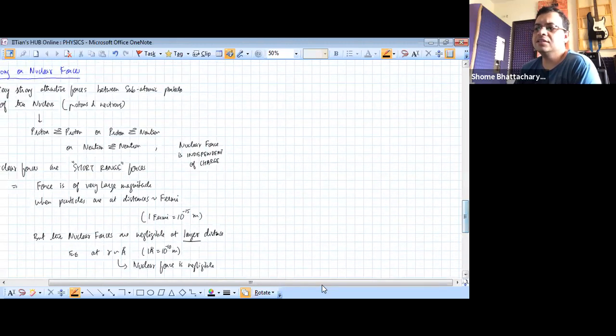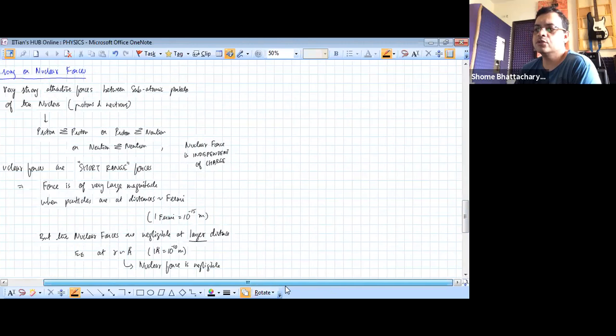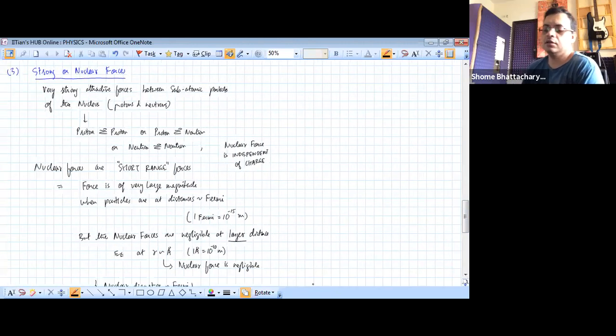Okay, so other than this, we won't get too much into nuclear forces in our study in 11th, 12th physics. Nuclear force you will be able to study in much more detail if you do graduate level physics, or you get into a branch of engineering which has elements of nuclear power related to it.